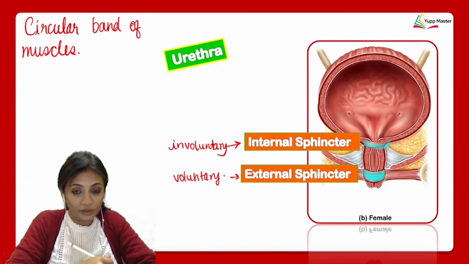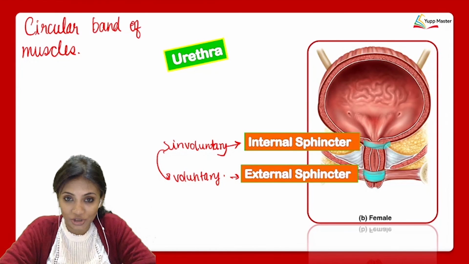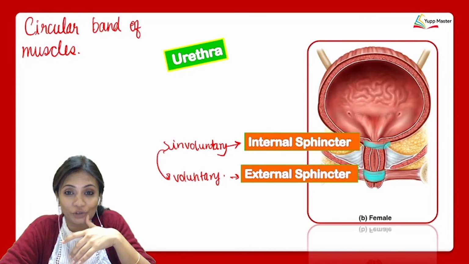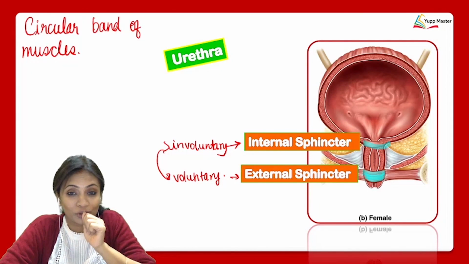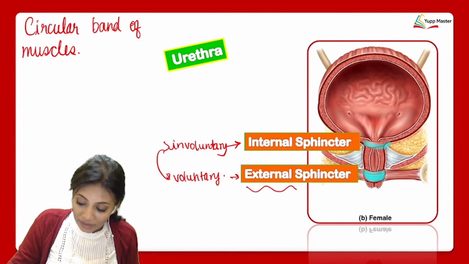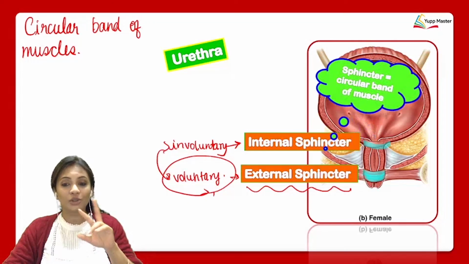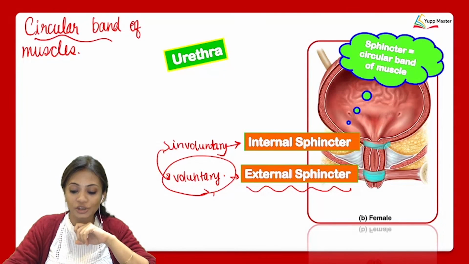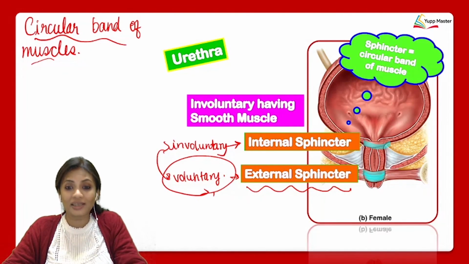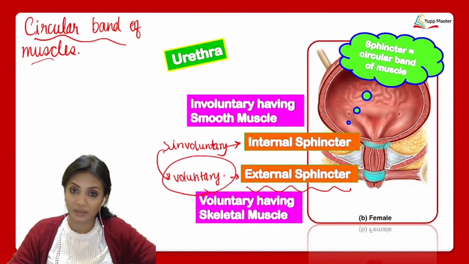So just imagine, if it was the opposite way, and the external sphincter was involuntary, then wherever you would go, you wouldn't have control over your passing of urine, and you would just pass it whenever you felt like it. So thank God the external sphincter is voluntary and we are able to control that. Remember, a sphincter means a circular band of muscles. The involuntary one, the internal sphincter, has smooth muscles, and the external sphincter is voluntary, having skeletal muscles.